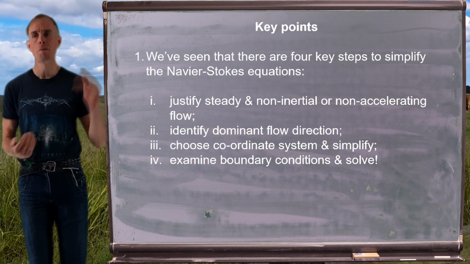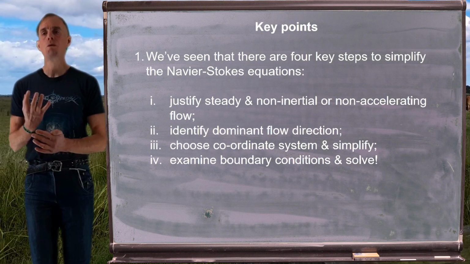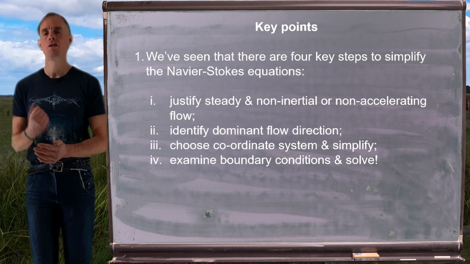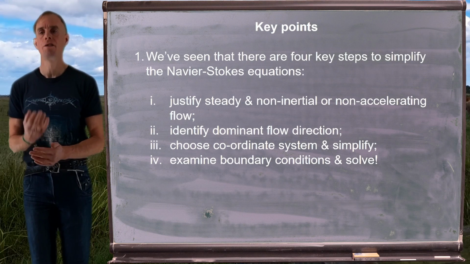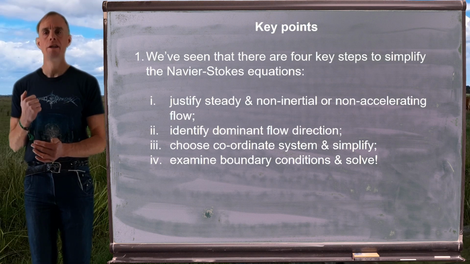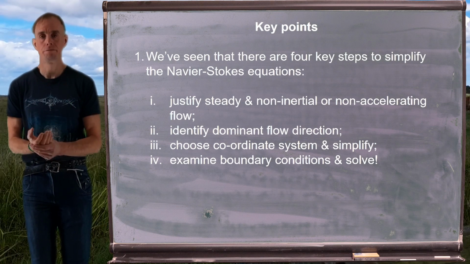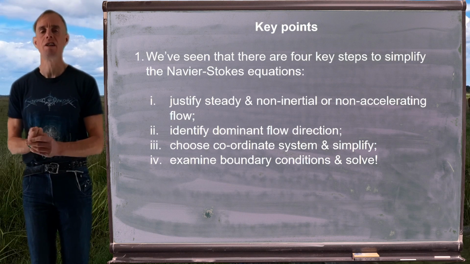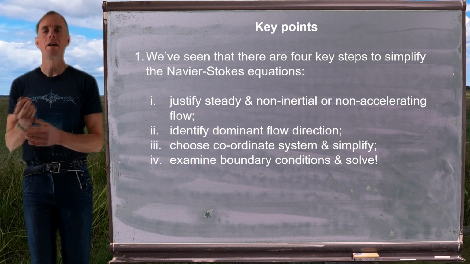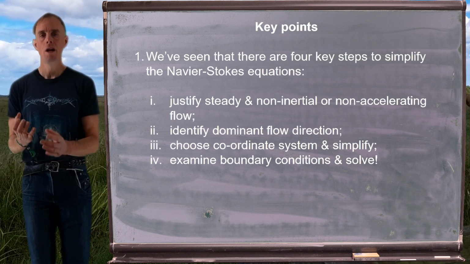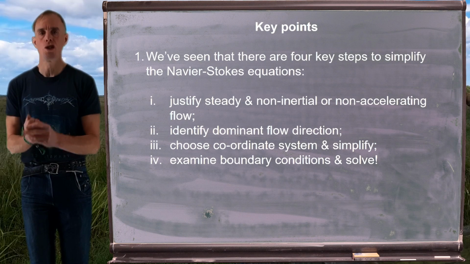So let me just sum up a few points. I've gone through a workflow that gives 4 steps to simplifying the Navier-Stokes equation for certain classes of flow problem. The first step was to justify that the flow was non-accelerating. In cases where moderate spatial acceleration exists, we can fall back to a second justification for neglecting the substantive derivative, which involves how much inertia there is in the flow.